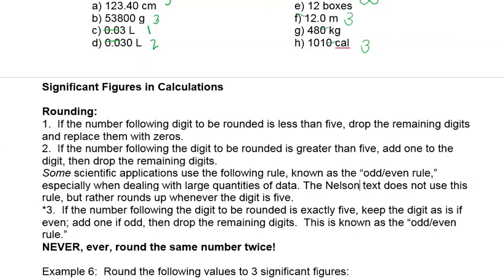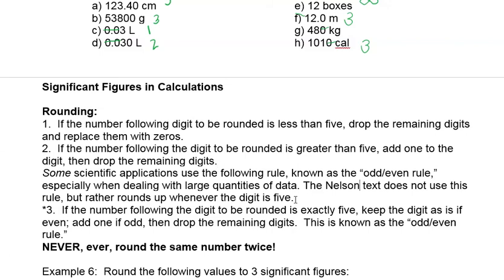So the rules for rounding, most people are familiar with the first two. Sometimes you'll see textbooks and publications use the third one here. So if the number following the digit to be rounded is less than 5, we drop the remaining digits, replace them with zeros if they need to be replaced. If the number following the digit to be rounded is greater than 5, we add 1 to the digit, then drop the remaining digits. So this is sometimes referred to as rounding down and rounding up.